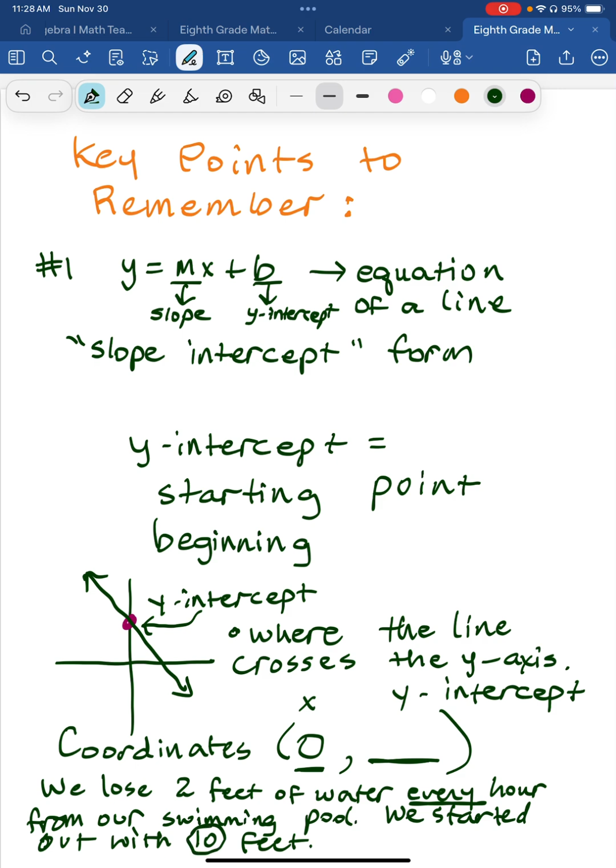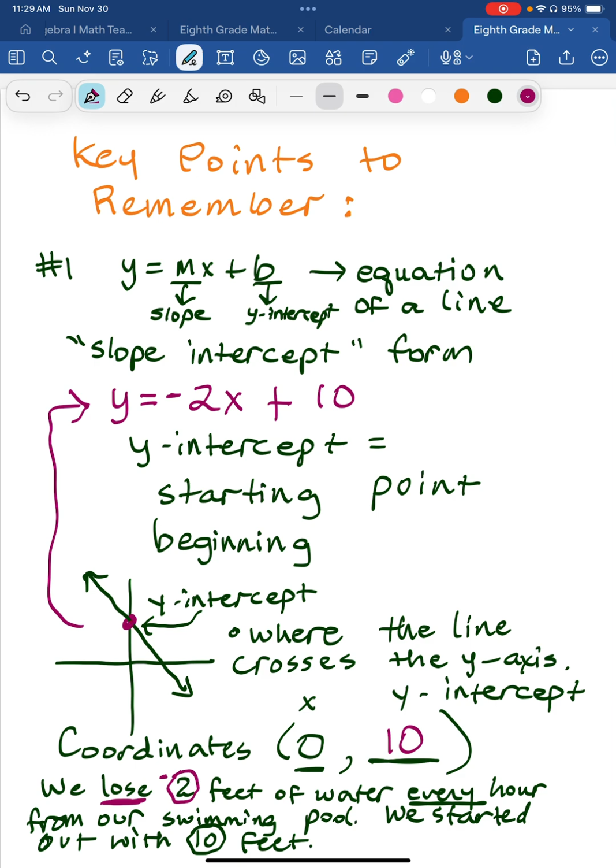So our y-intercept in this case would be (0, 10), and the slope would be 2. So our y equals mx plus b for this little scenario that I just made would be y equals -2x plus 10. It's -2 because we lose, we're going down, it's a negative. And it's plus 10 because we're starting out at a positive 10 feet. So that's an example of how we're going to find our slope and our y-intercept.